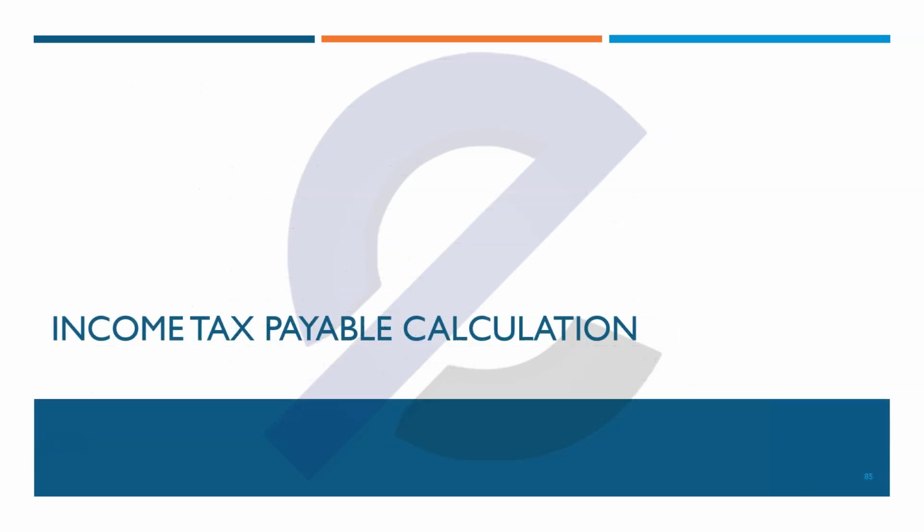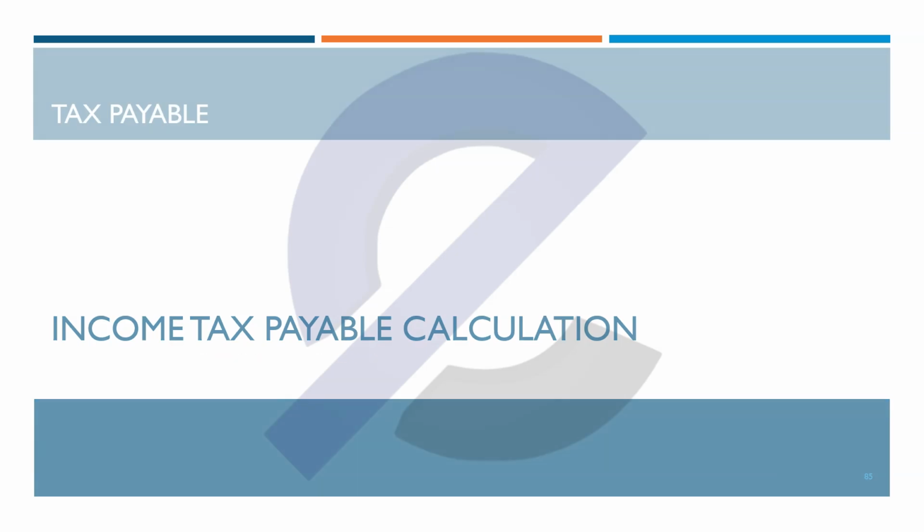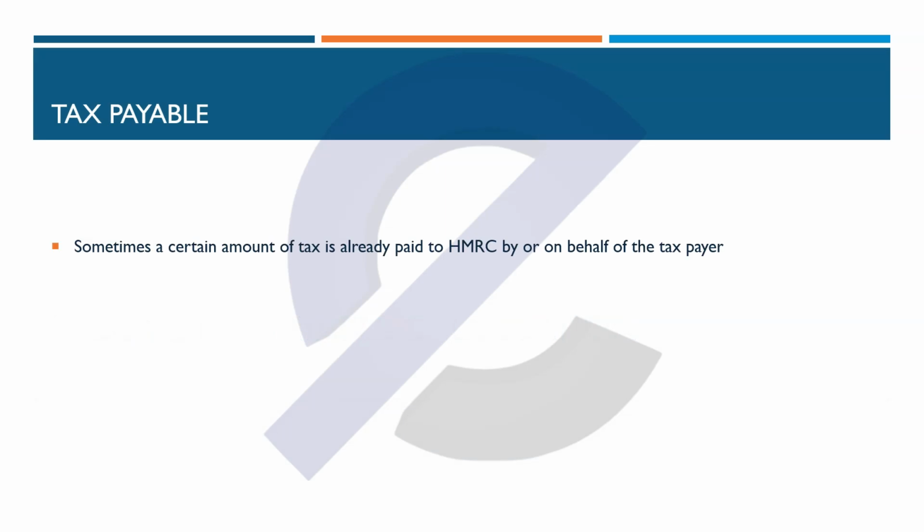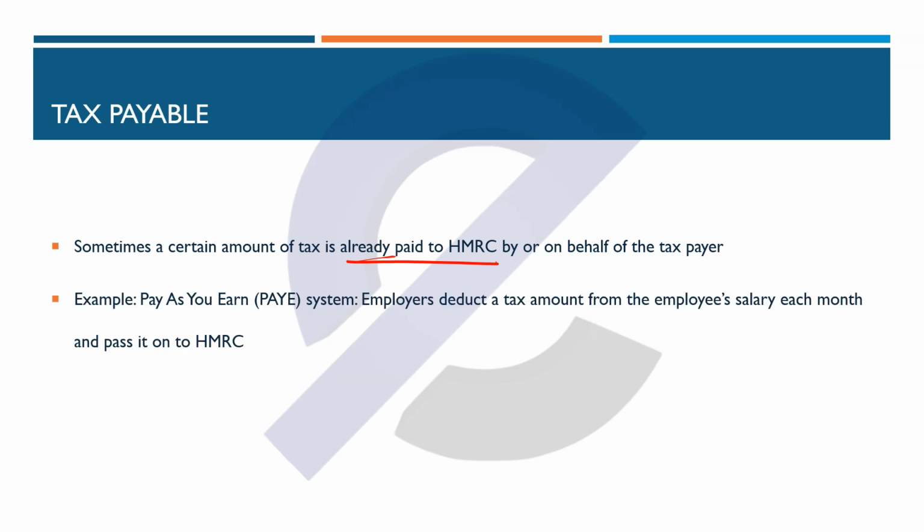Coming to the final point of discussion in the income tax calculation, the tax liability amount is not necessarily the amount that has to be handed over to the tax authorities. The tax payable amount may differ. And this may be because some tax may have already been paid to the tax authorities during the year itself.